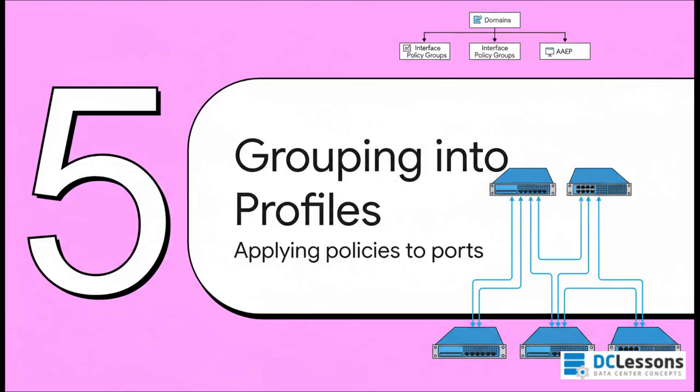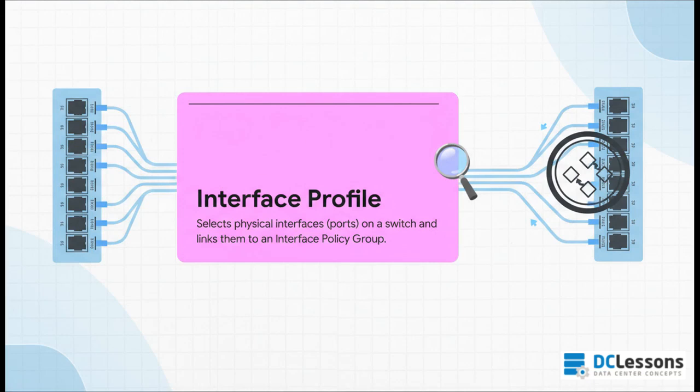So far, so good. We have our what, the domains. We have our how, the interface policy groups, and we have the glue connecting them, the AAEP. But now we get to the big question. Where does all this stuff actually get applied? We need to tell ACI how to attach these policy containers to the actual hardware, and we do that through a hierarchy of profiles.